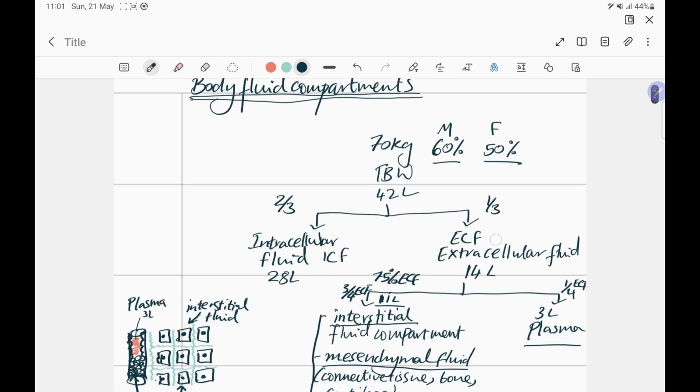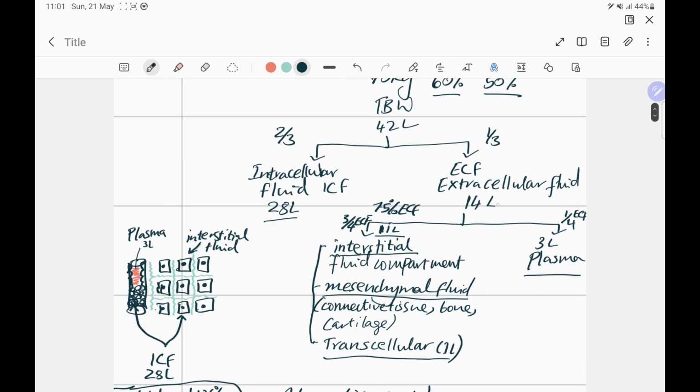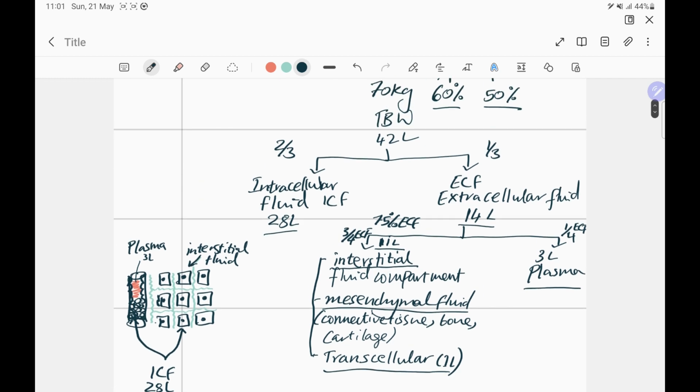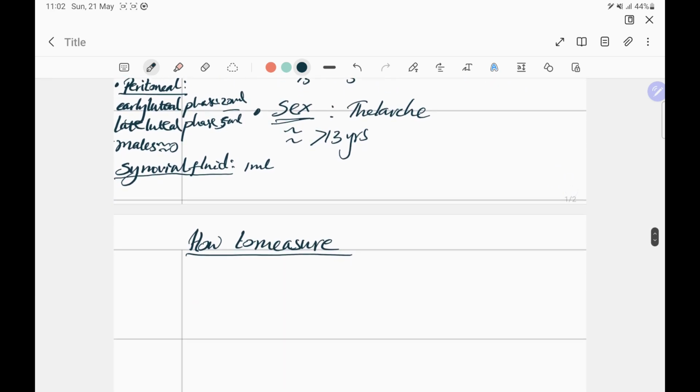How do we know that the ECF is 28 liters and the ICF is 28 liters, and that we have 75% of the ECF in the interstitial, mesenchymal, and transcellular compartment, and 1/4 of the ECF in plasma? This is because we do something called the indicator dilution method.